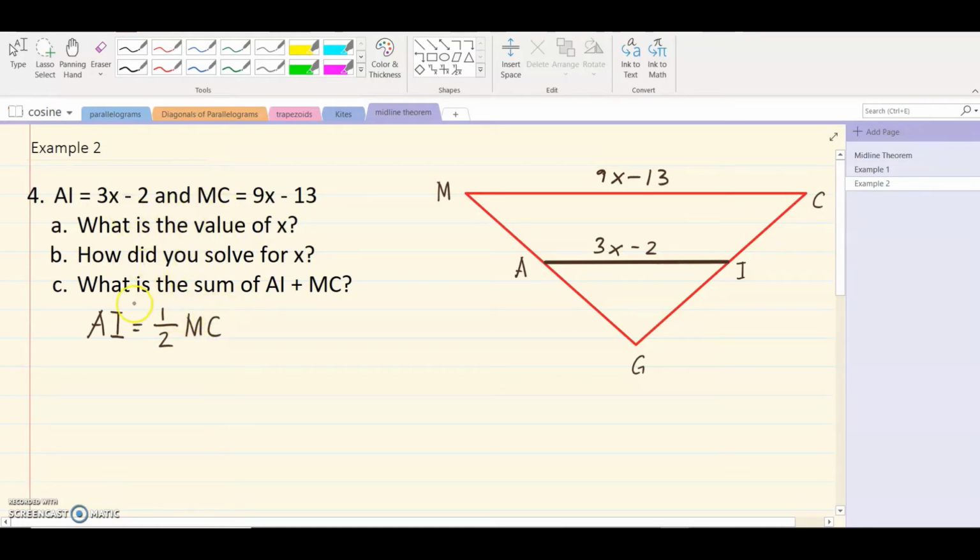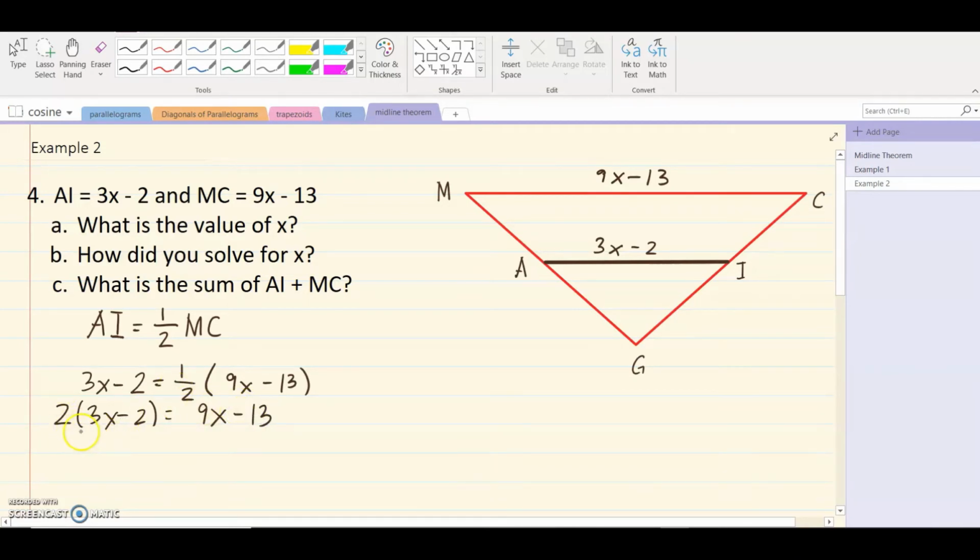And then we just plug in the variables or expression. We have 3x minus 2 equals 1/2 of 9x minus 13. And then we just cross-multiply 2 on the left side of the equation. That will give us 2 times 3x minus 2 equals 1 times itself, so 9x minus 13.